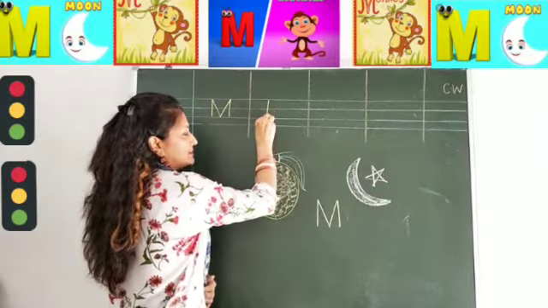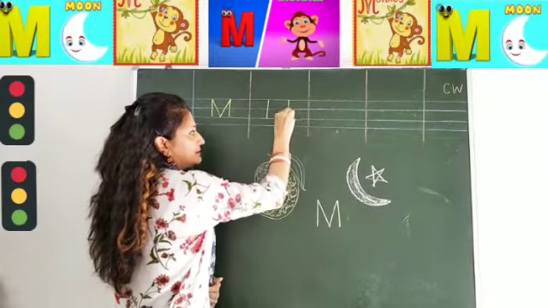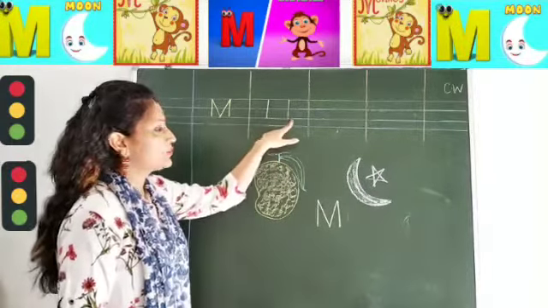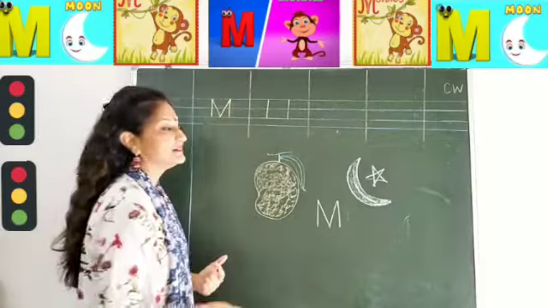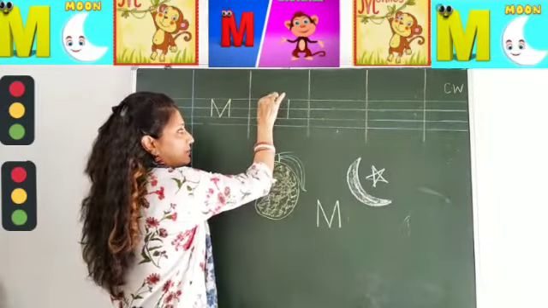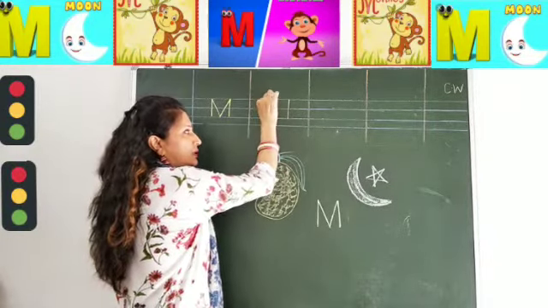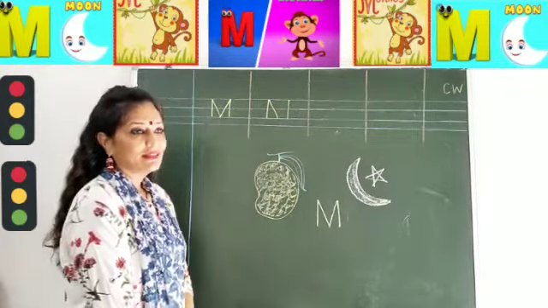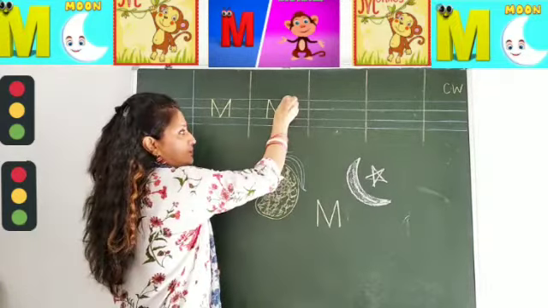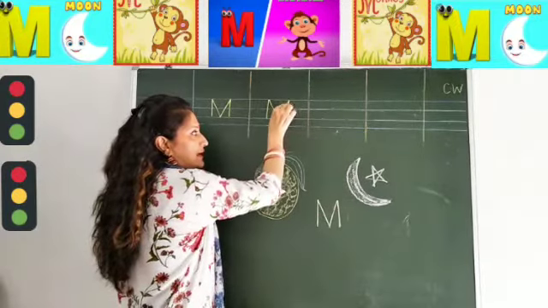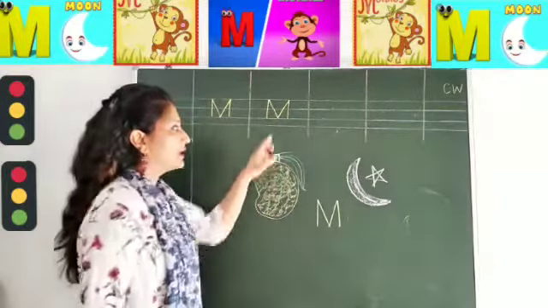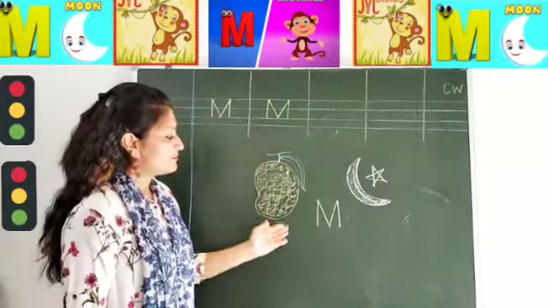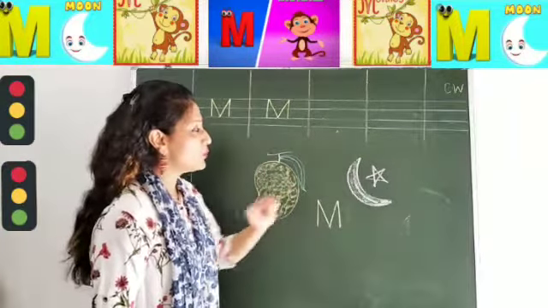Again we will make a standing line. Another standing line. Put a dot here in between these two standing lines. And from this standing line, you will come down and make a slanting line like this. And again you will put your chalk here on this slanting line and we will come down like this. And this is your M. M for a mango. M for a moon.